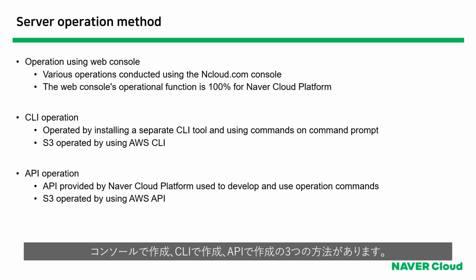There are three methods: creation through console, creation through CLI, and creation through API. The console refers to the management console where you can manage NAVER Cloud Platform resources after accessing the cloud.com portal and logging in. In the web console, you can manage the features provided by NAVER Cloud Platform through the web page. The CLI can be used by installing the CLI dedicated to NAVER Cloud Platform, and NAVER Cloud Platform's object storage can be also managed with the AWS CLI. Lastly, it can be managed using the API. The API is provided in the RESTful API method, and it responds in XML and JSON format.